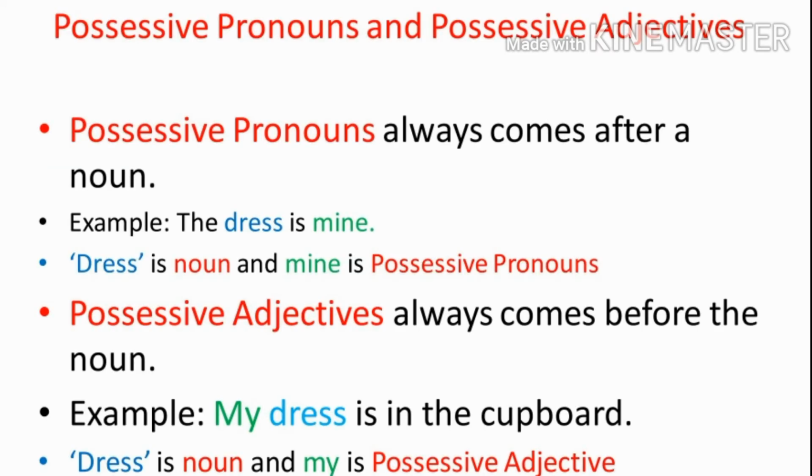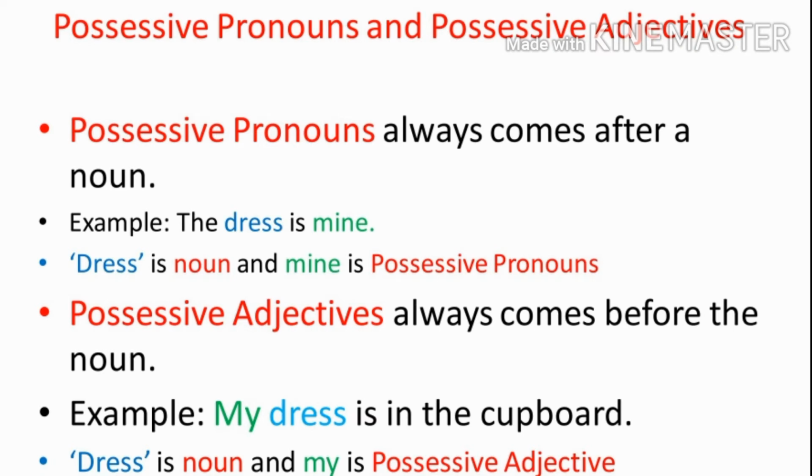Students, possessive pronoun and possessive adjective. Possessive pronouns always come after a noun. Matlab ki possessive pronoun wo hoga jo hamesha hi noun ke baad aayega. Always remember this thing. Let's read this example. The dress is mine. Here dress is a noun. Mine is a possessive and it is a pronoun because it comes after the noun.